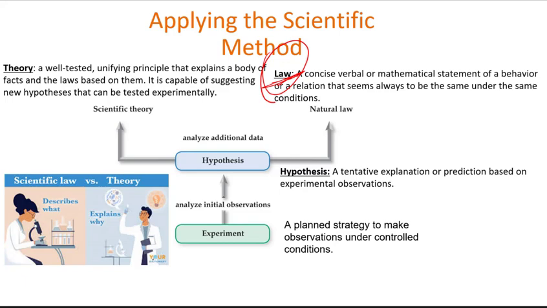Once enough reproducible experiments have been conducted and experimental results have been generalized as a law or a general rule, it may be possible to conceive a theory to explain the observation. A theory is a well-tested, unifying principle that explains a body of facts and the laws based on them. It's capable of suggesting new hypotheses that can be tested experimentally.